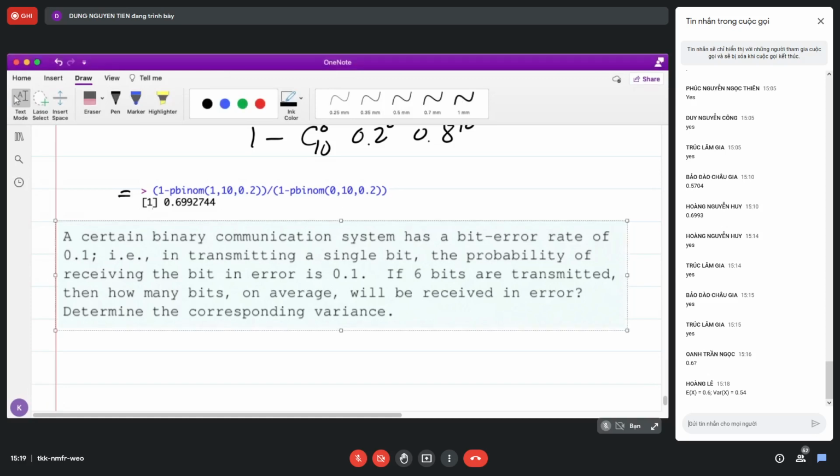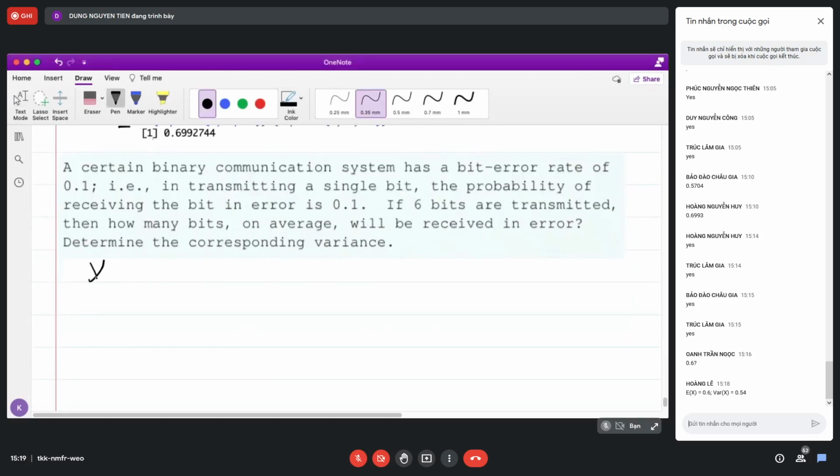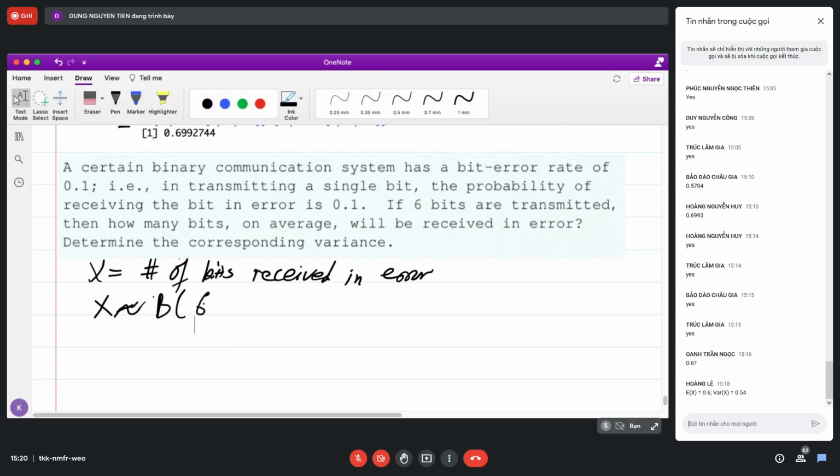Okay, so in this case, x is the number of bits received in error. Then x follows a binomial distribution with n equal to 6, because you transmit 6 bits, and the error rate is 10%. So you want to find the mean of x, which is 6 times 0.1, and you get 0.6.